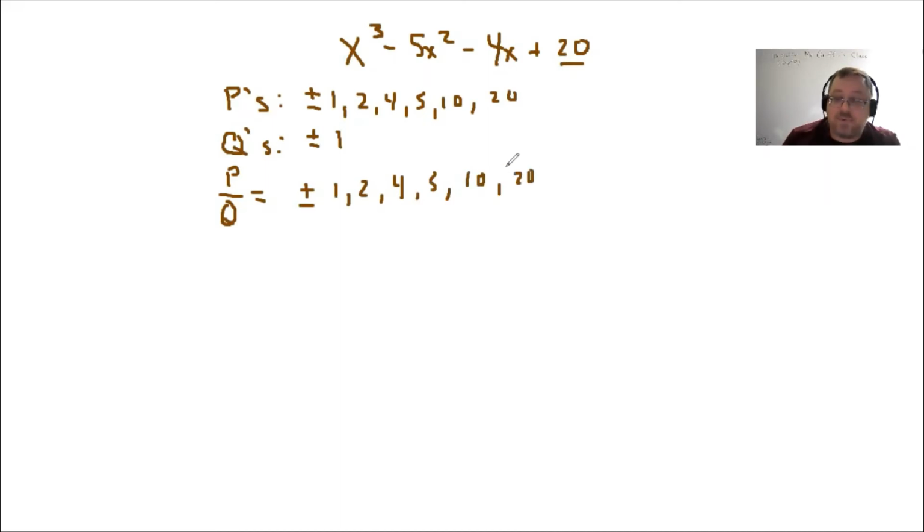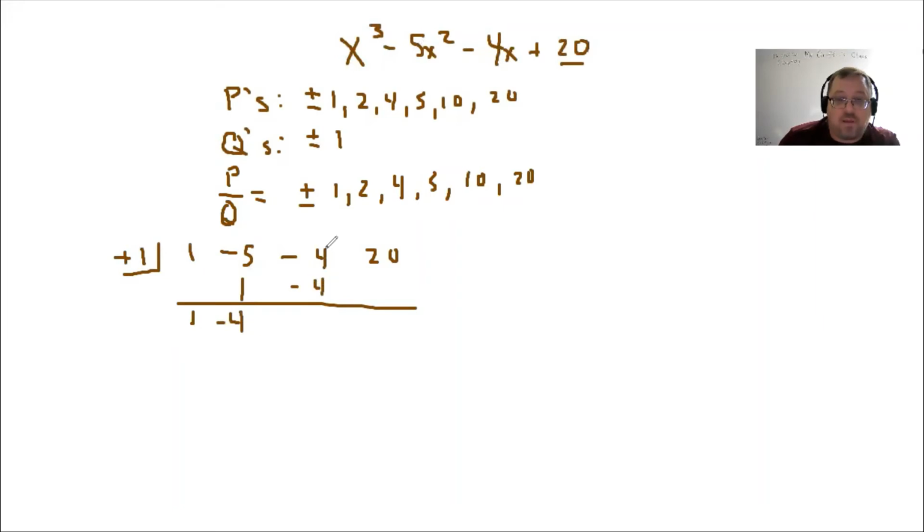Now, the next step you do is synthetic division and just start with the plus 1. So let's see, plus 1, here's my coefficients, 1, negative 5, negative 4, and 20. I draw my line, I bring down the 1, 1 times 1 is 1, bring down the negative 4, 1 times negative 4 is negative 4, negative 4 plus negative 4 is negative 8, 1 times negative 8 is negative 8, and I bring down the 12, and that won't work. So I go to the next number.